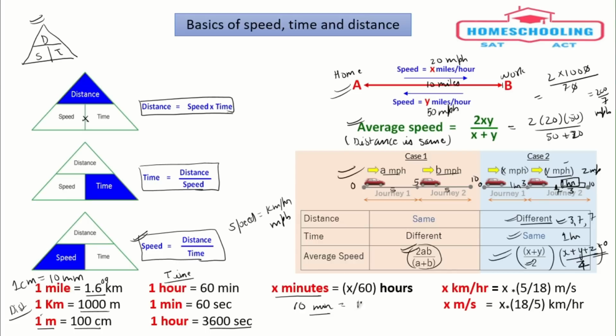Whatever the minutes given, 10 divided by 60. If 5 minutes is given, then 5 divided by 60, so that is 1 by 6 of an hour. So 10 minutes is equal to 1 by 6 of an hour.